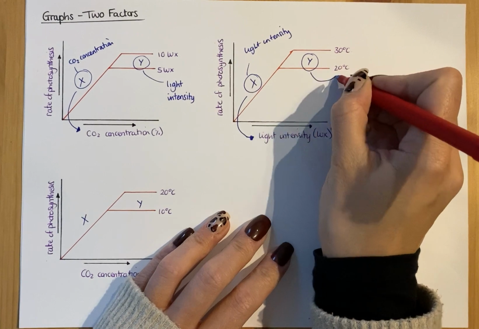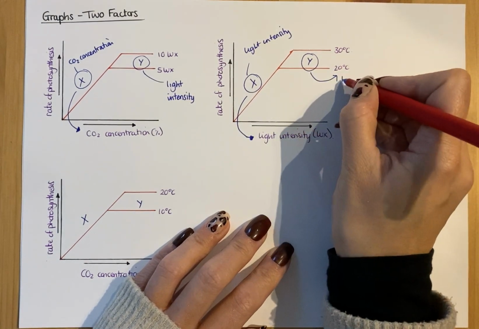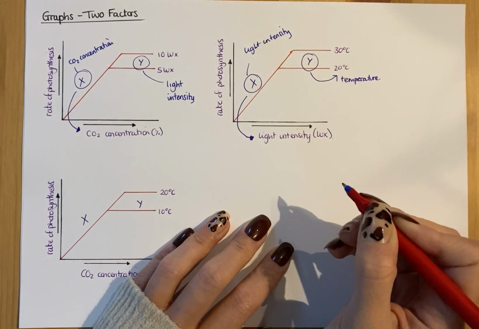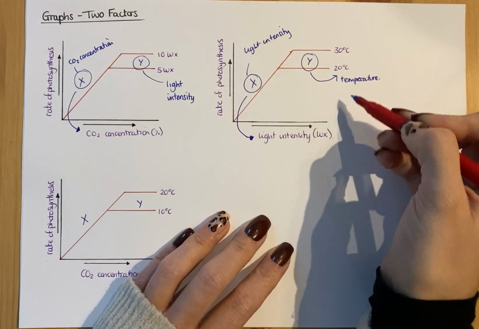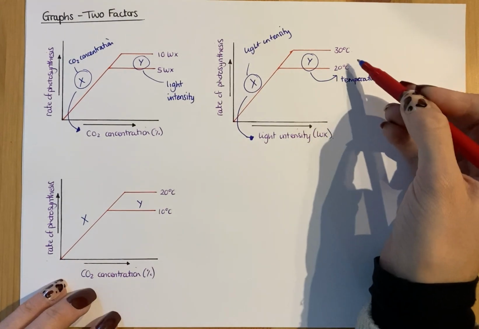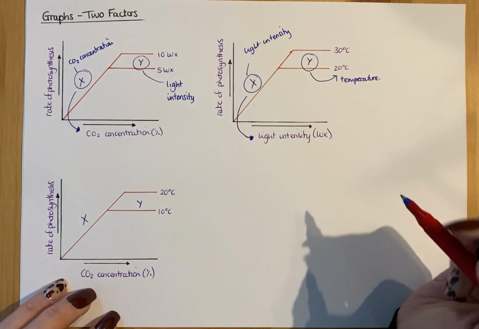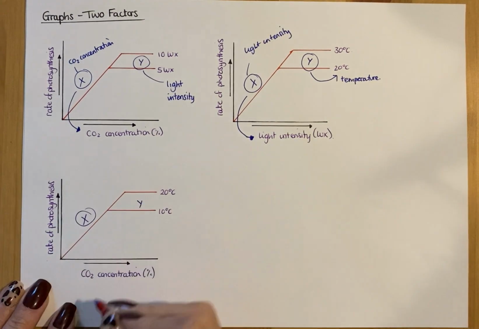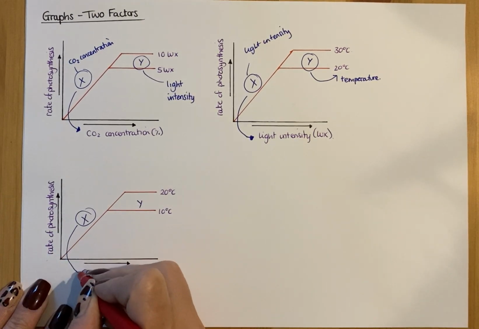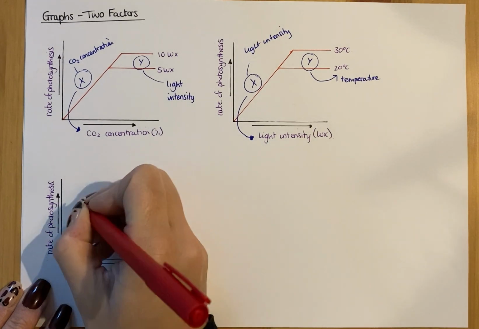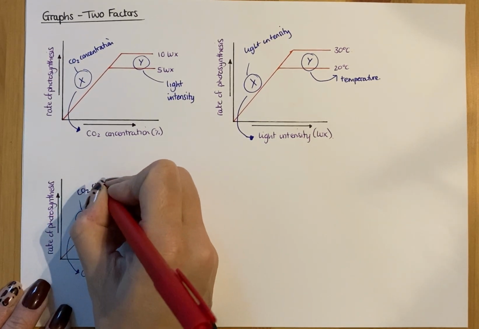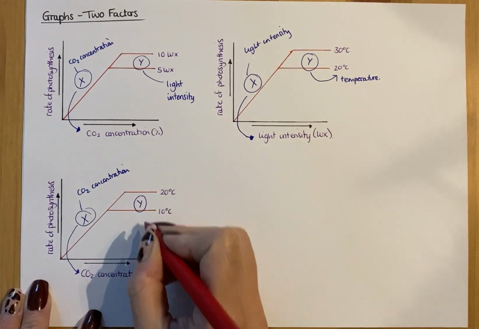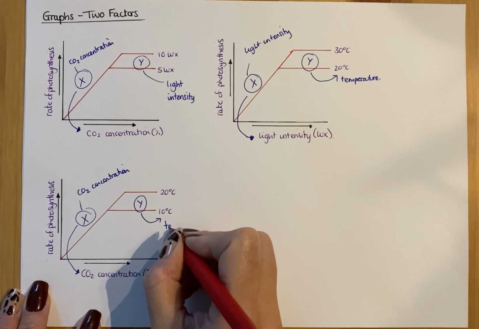Y is whatever's on the side. So it's temperature. Okay. Right, they've not given you any information about carbon dioxide concentration, so you can't use that as an example. Right, the last one, X, whatever's on the slope, is whatever's on the bottom of the graph, so X is CO2 concentration. Y is whatever's on the side. And again, whatever's on the side is temperature.